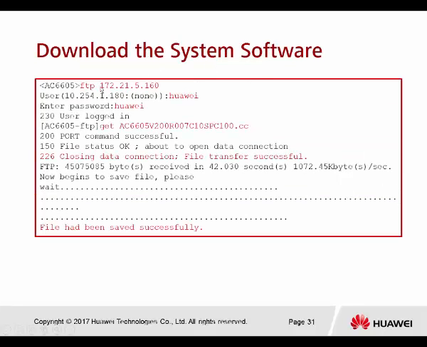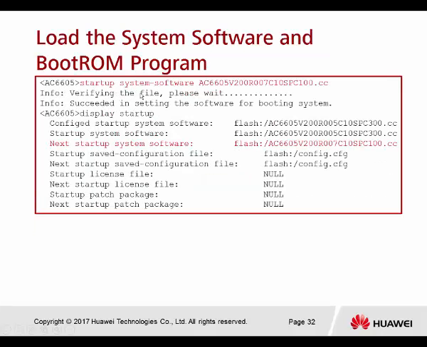Doing FTP is very simple. We just need to install some software, or you can just use the laptop as the FTP server. You need to make sure the AC and your laptop are connected, so they can access each other. Then you can do the FTP. Remember to enable the FTP server on your laptop in order to perform this connection. We can use the startup system software command.